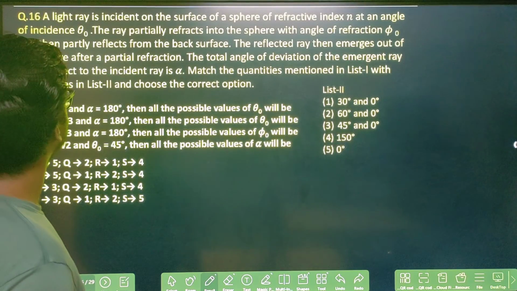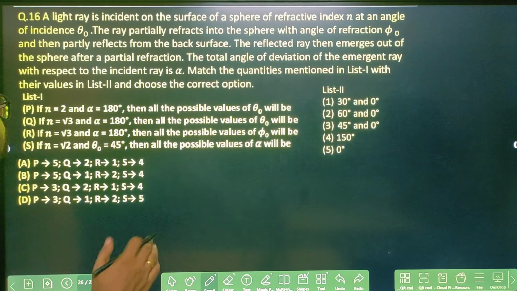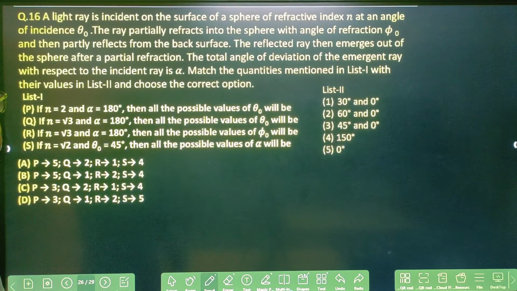Now go to the next question. A light ray is incident on a surface of a sphere of refractive index n at an angle of incidence theta naught. So this is the sphere and the light is falling on it. The ray partially refracts into the sphere and the angle of refraction is phi naught. It's the same question, you did it many times. And then it partially reflects from the back surface. The reflected ray emerges out of the sphere after a partial reflection. The total angle of deviation of the emergent ray with respect to the incident ray is alpha. Match the question.